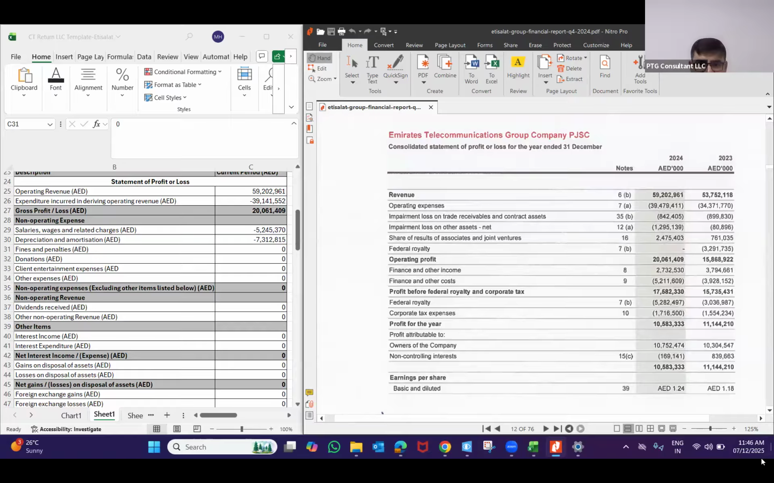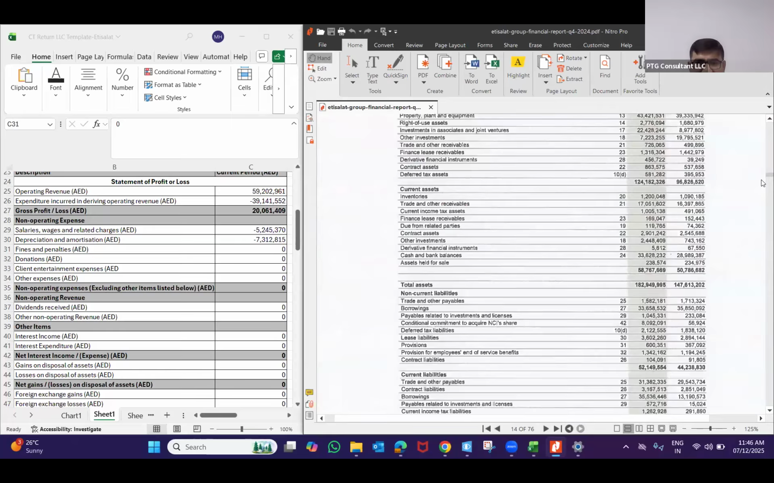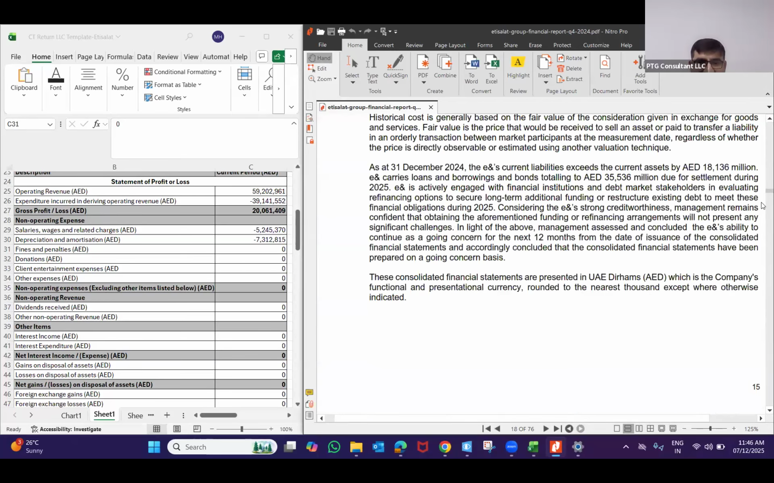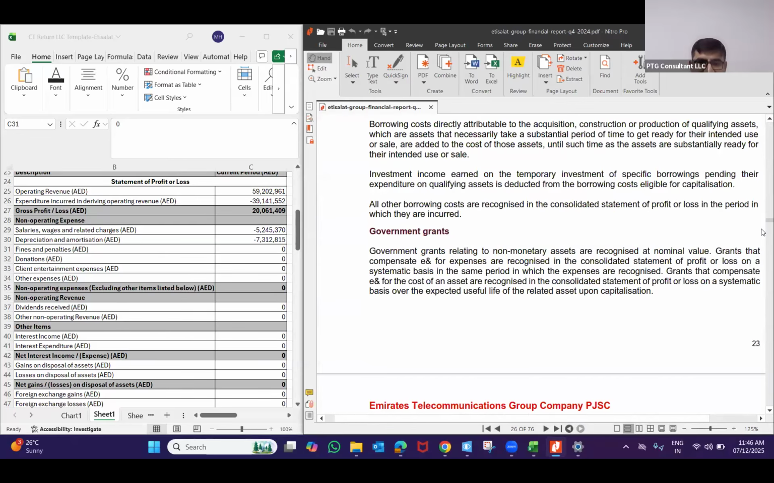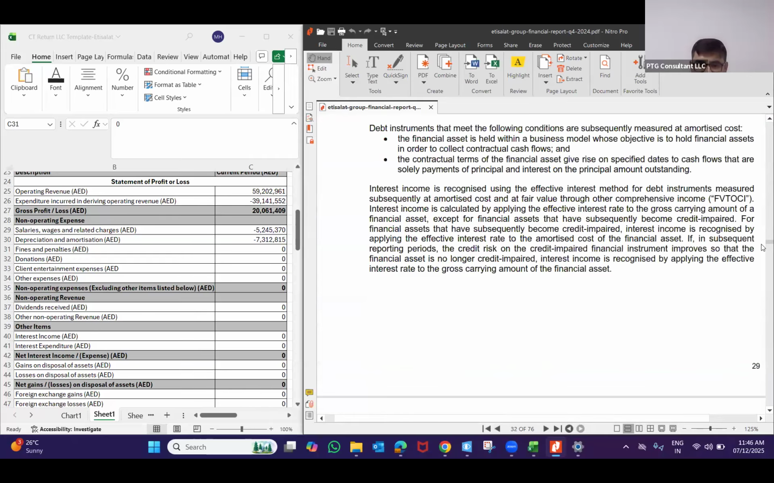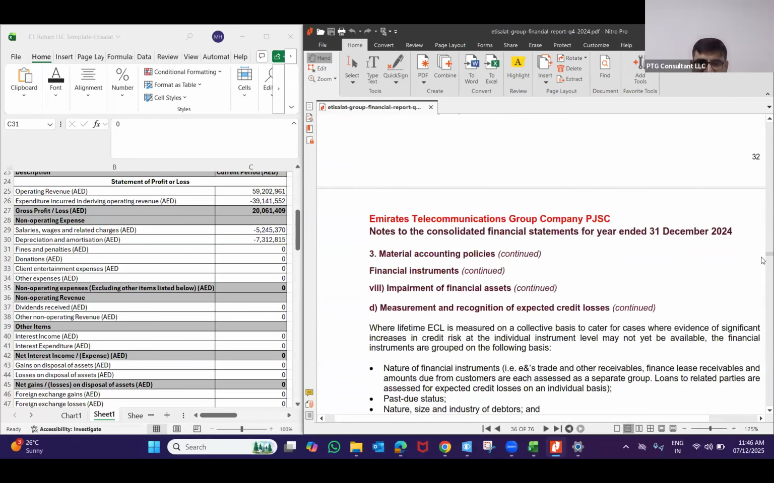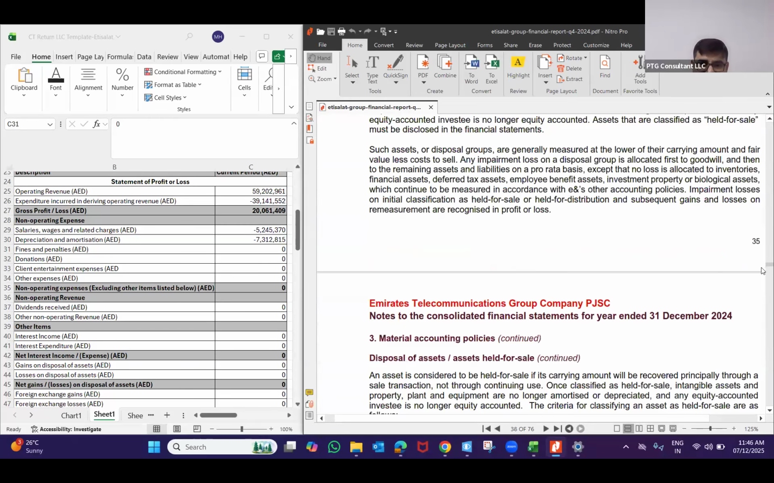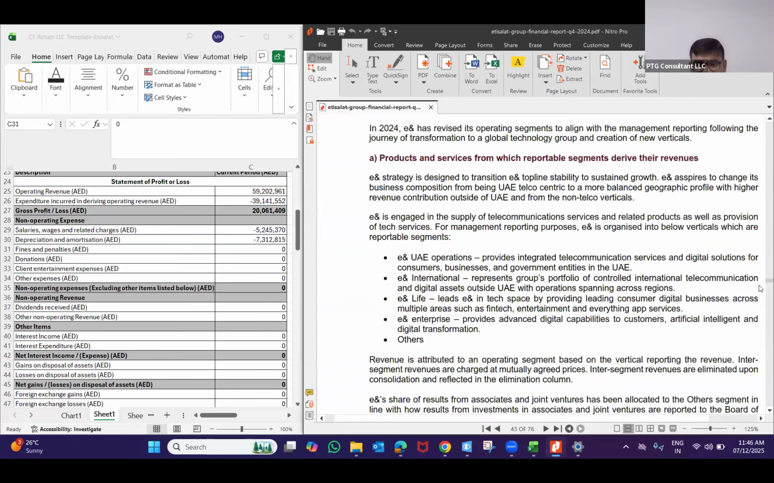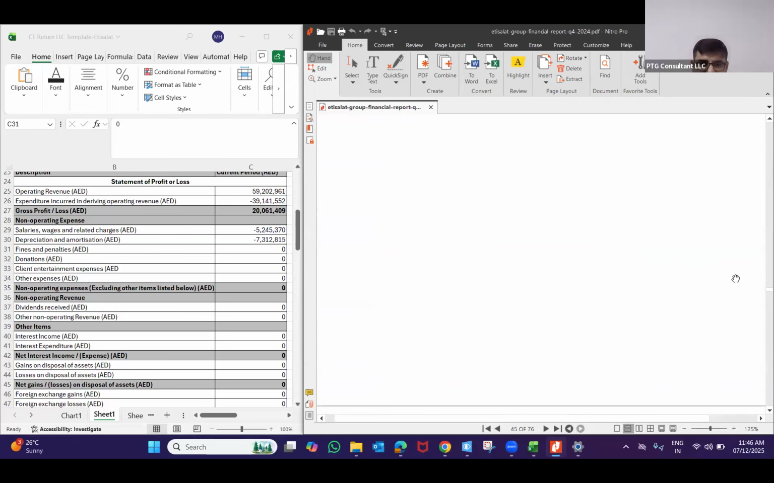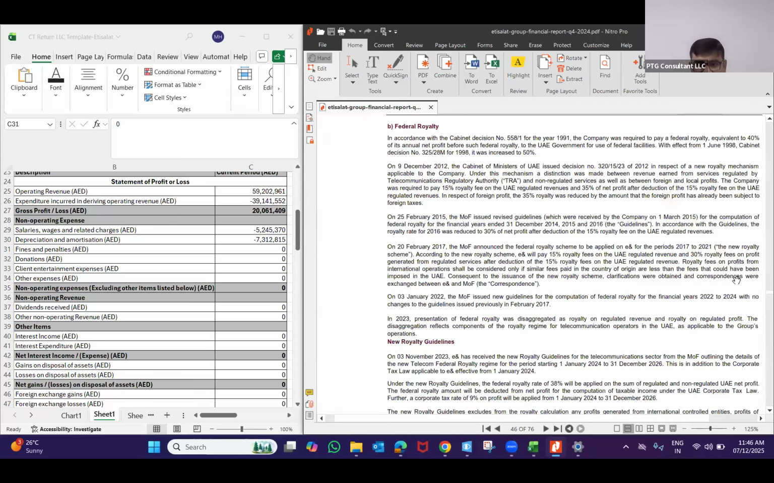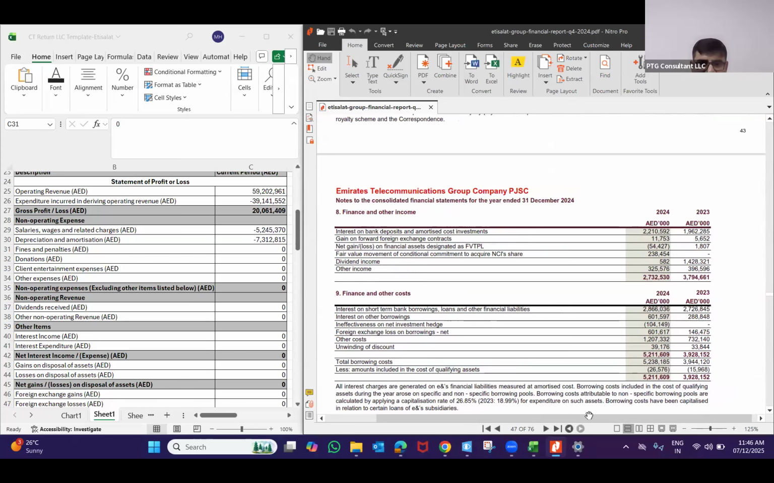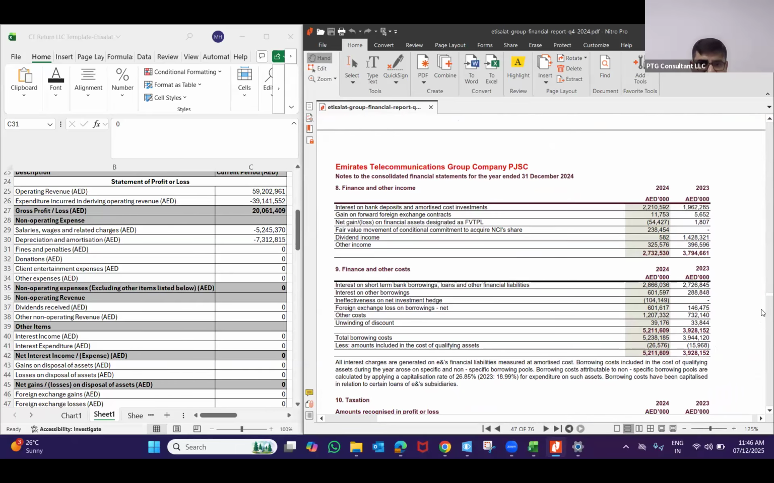So operating profit, finance and other income, finance and other cost. So let's go to note number 8 and 9. We'll see from there onward. When we are doing this practically in anything, the same way we have to pull the data. From here we can check one by one.